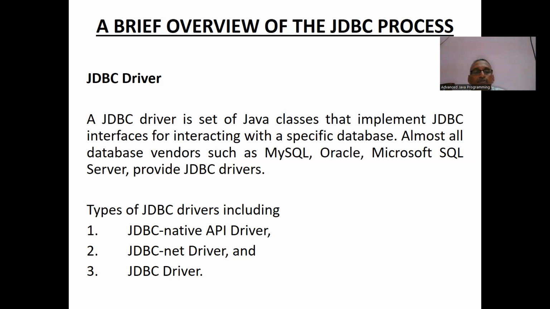Statement. To execute a SQL query, for example select, insert, update, delete, and so on, we use the statement object. We create the statement object through the connection object. JDBC provides several types of statements for different purposes, such as prepared statement and callable statement. Next one, result set. After querying data from the database, we get a result set object.